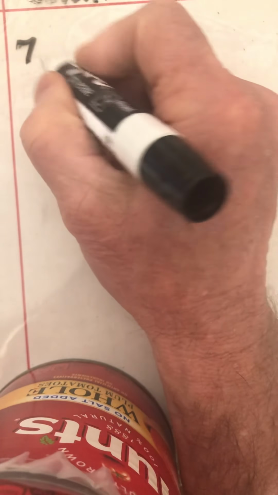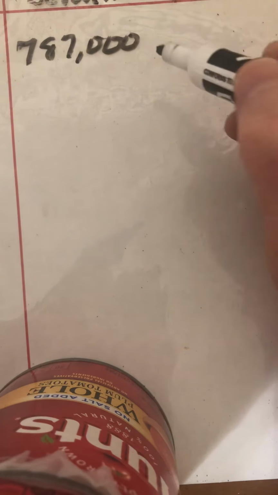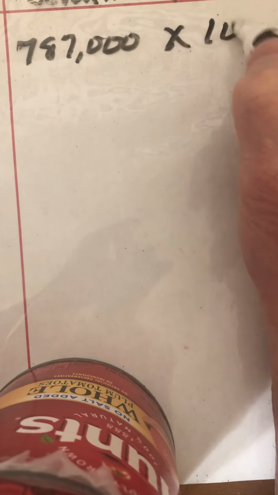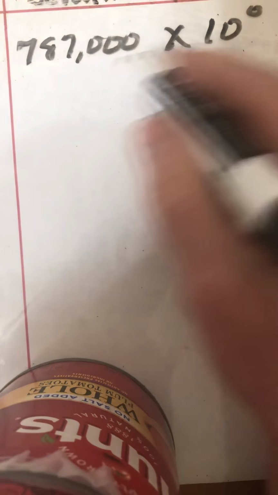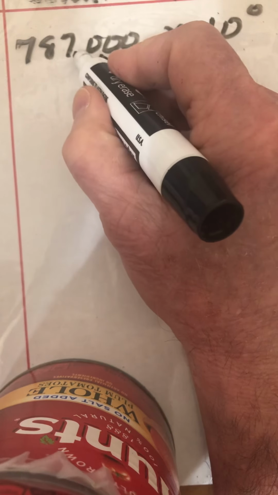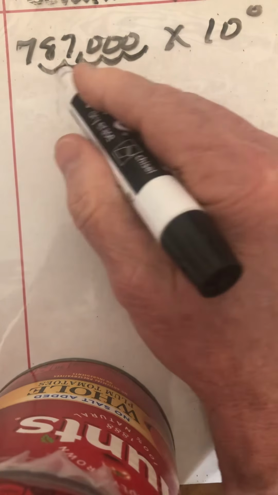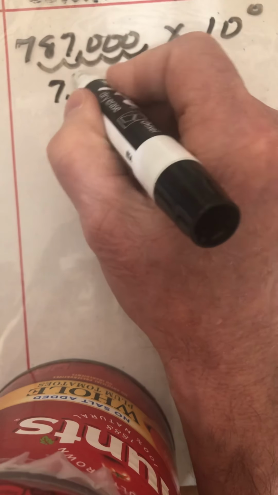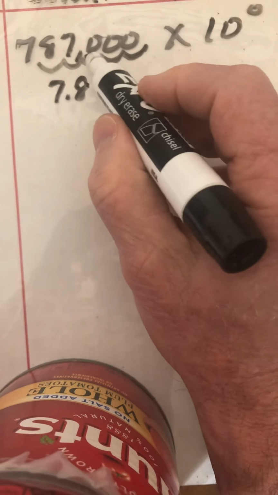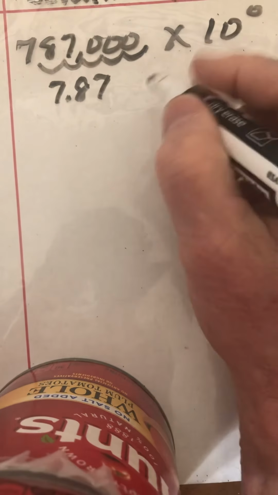Okay, the next one is 787,000. Again, I'm just going to put the times 10 to 0 because that's times 1, right? That doesn't change anything. So now I need to move my decimal point back 1, 2, 3, 4, 5 times, right? So I moved it back 5 times. That gives me 7.87. When I do this, once I have a decimal point here, these zeros no longer have a place value, so I don't have to rewrite them.